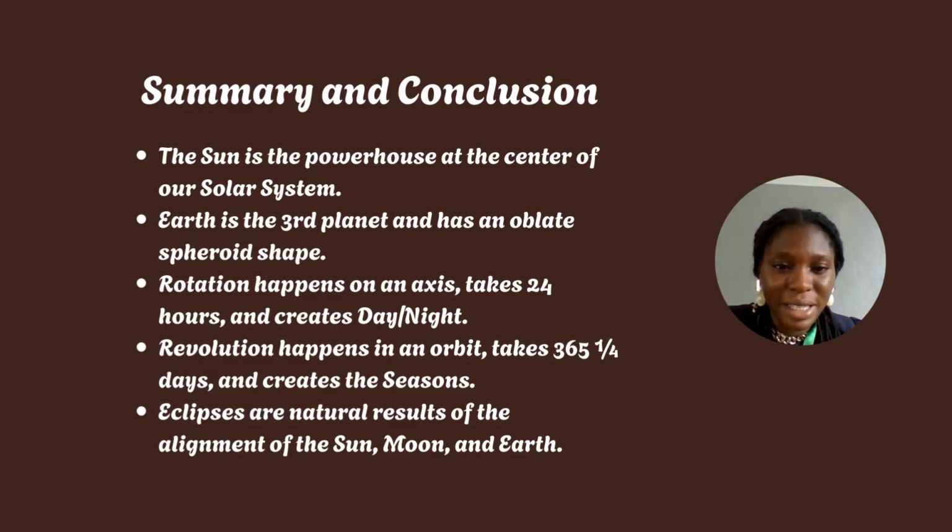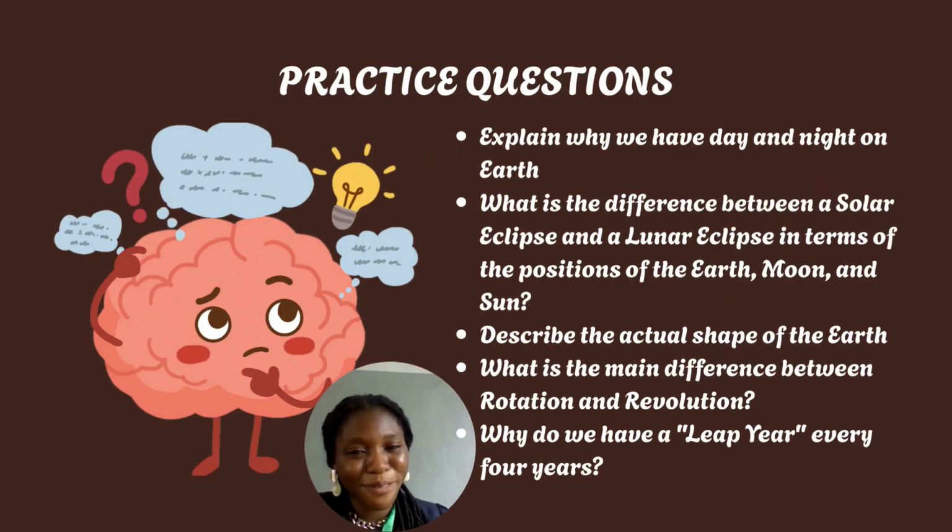Revolution happens in an orbit. It takes 365 and a quarter days. And that's what creates seasons. And don't forget that when it comes to a leap year, those quarter days will accumulate and form 366 days. That's what makes February 29th. Eclipses are natural results of the Earth's alignments, the moon's alignments, and the sun's alignments. If you've been following from the beginning of this class until now, you should be able to answer these questions properly with no problem at all.